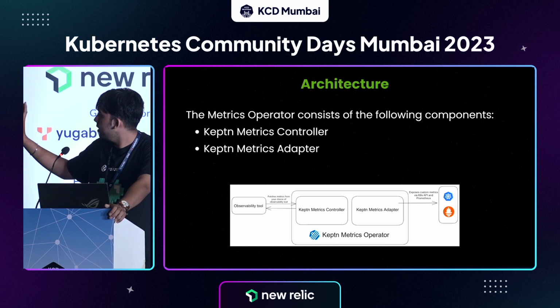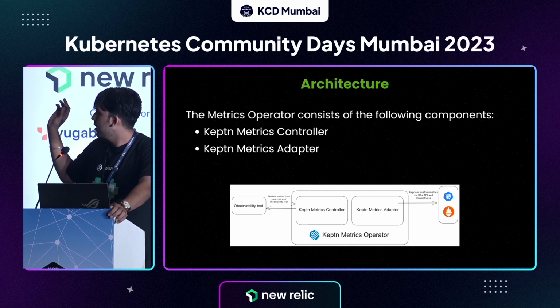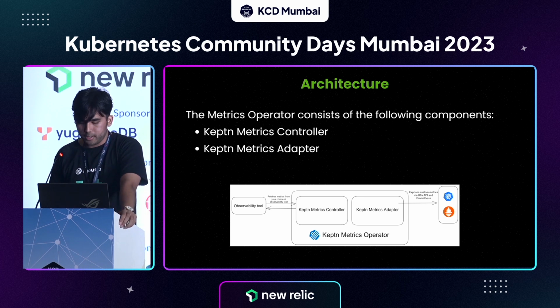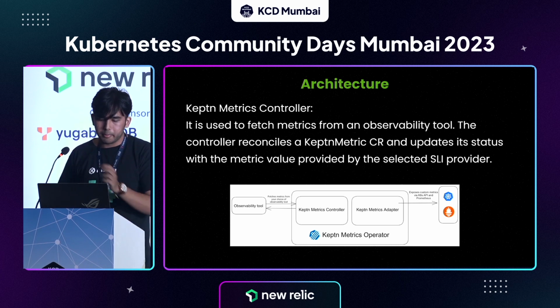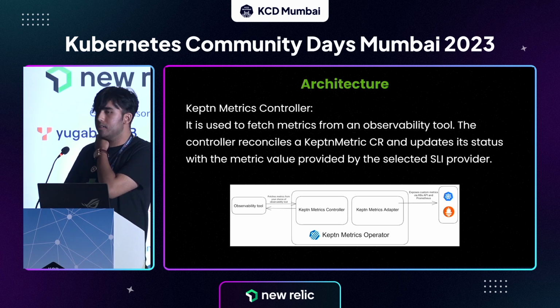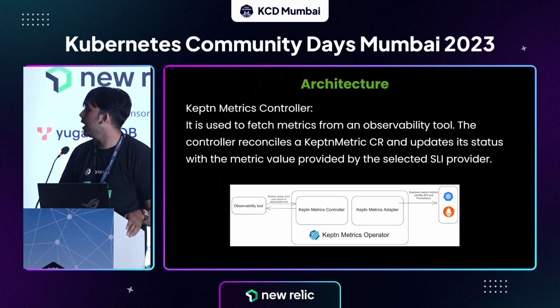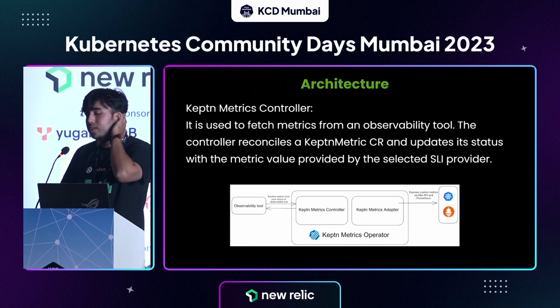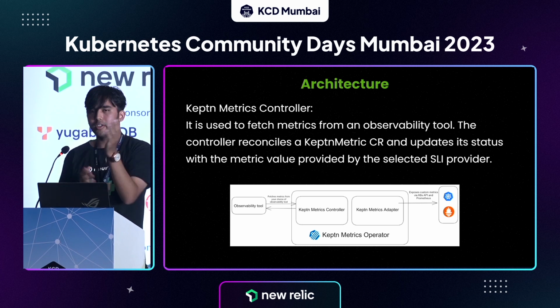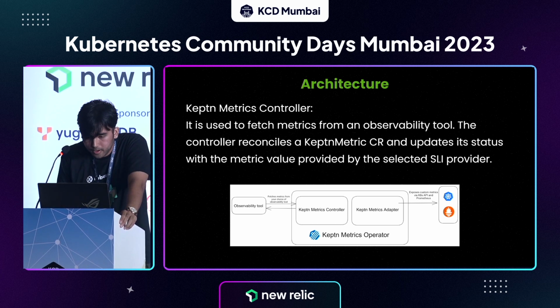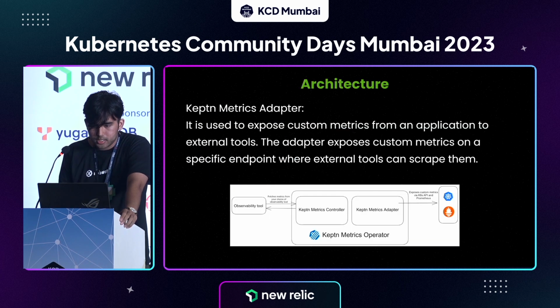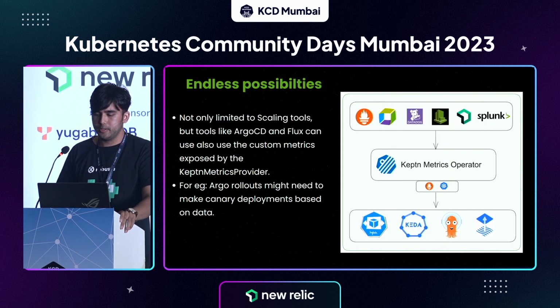The Keptn Metrics Operator is basically divided into two parts, the controller and the adapter. There's just a very basic thing that these two do. The controller is used to fetch metrics and the adapter is used to expose the metrics, so that the exposed metrics can be used by tools like HPA or KEDA, and the controller fetches metrics from your observability tool. Yep, the same thing in the definition.